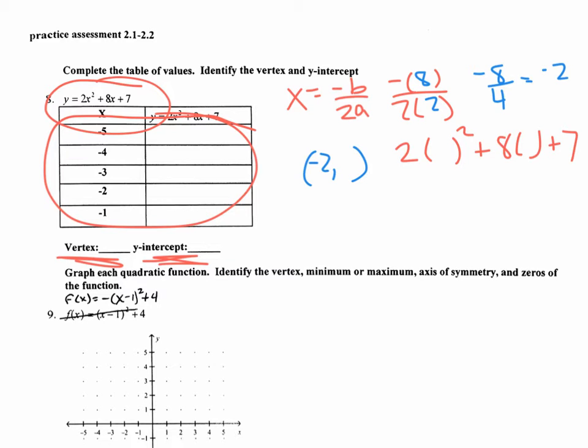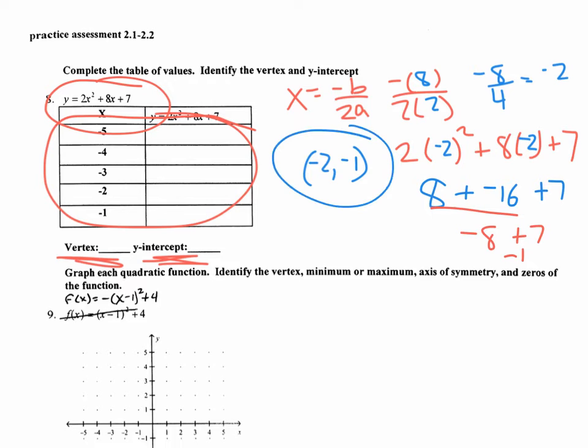So what I've done here is simply rewritten the function, but instead of x squared, I put parentheses squared. Instead of 8x, I put 8 parentheses. That way you could clearly see me plugging in the x value of -2 in there. And now I'm going to work it out. So -2 squared, that's +4. And +4 times 2, that gives me a +8. And then what do I have? I have a plus -16, because 8 times -2 is -16. And then I have the +7 at the very end. Let's combine these. 8 minus 16, that's -8. And -8 plus 7 is -1. And that's our y value for our vertex, -1. There's our vertex right there.